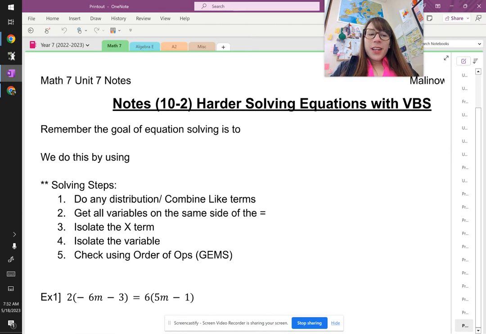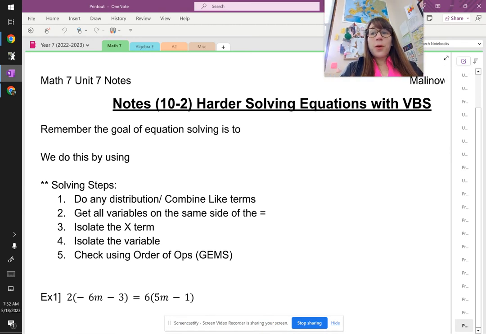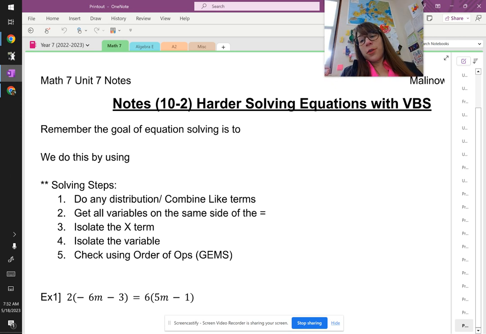Buenos dias, estudiantes. Today we're going to look at lesson 10-2, harder solving equations with variables on both sides.